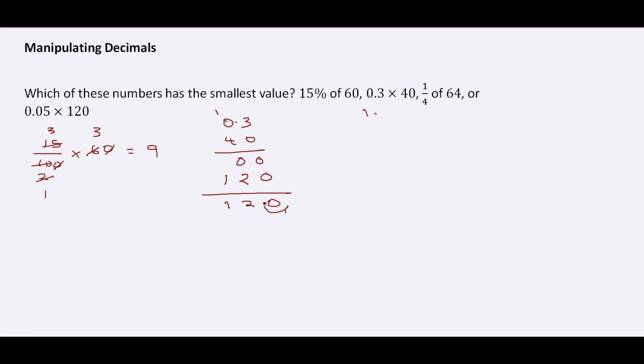Then 1 over 4 times 64. So we divide this by 2, we divide this by 2, we got 32, so this is 32 over 2. If you divide it, you get 16. And then 0.05 multiplied by 120.